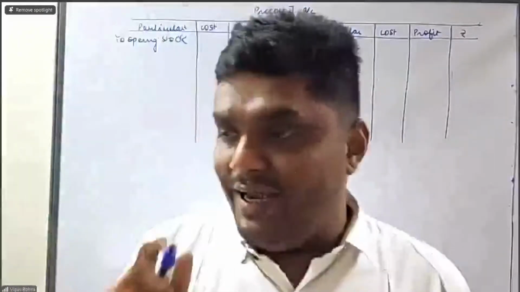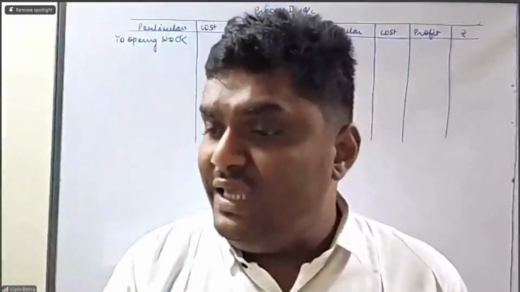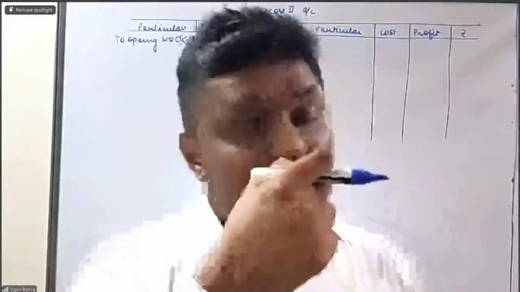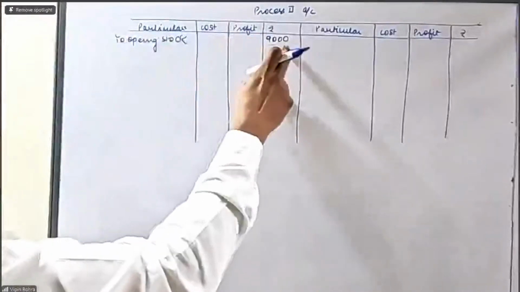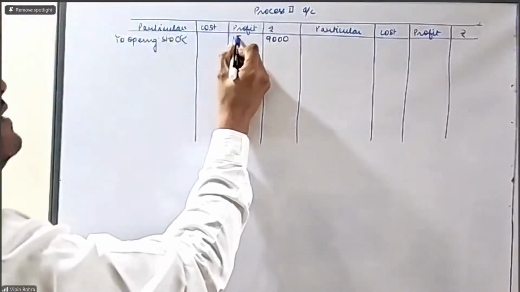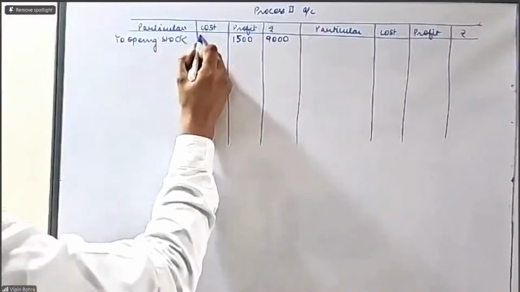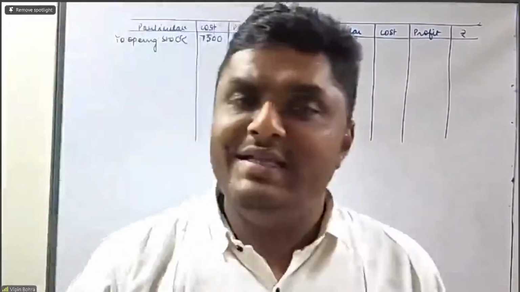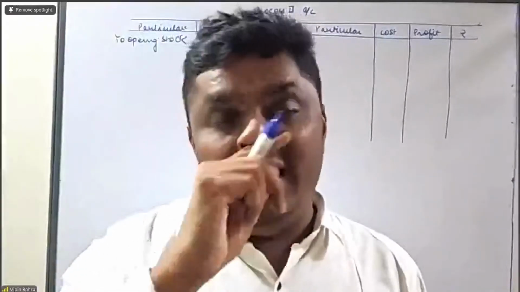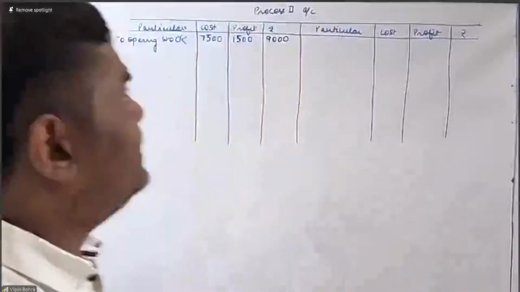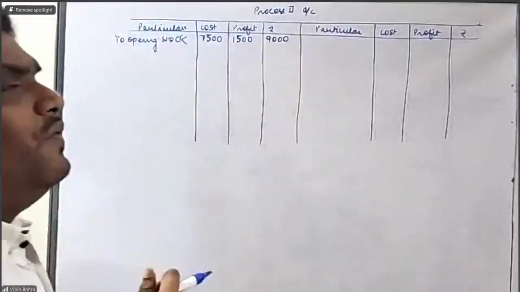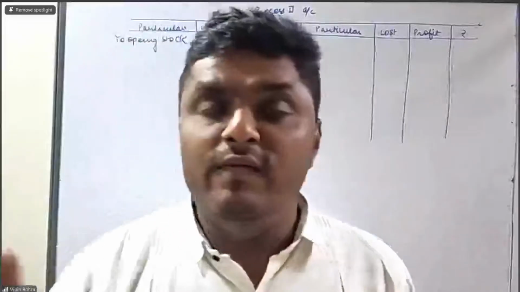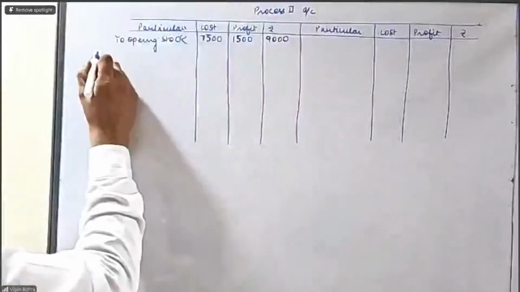Now, very important, the value given is the total value. Now, see the last point, inter-process profit included in opening stock. So this will be 1,500. So my cost will be how much? 7,500. Very important, guys. The total value is 9,000. Inter-process profit that is included in opening stock is how much? 1,500. So the cost of opening stock will be how much? 7,500.